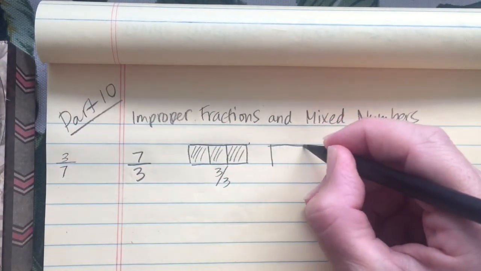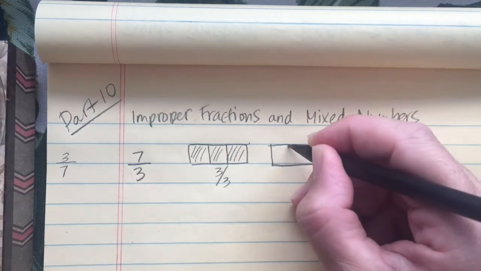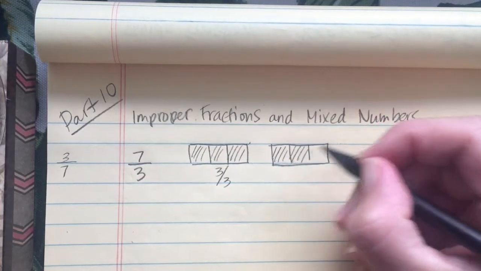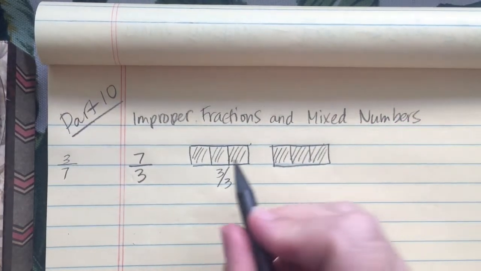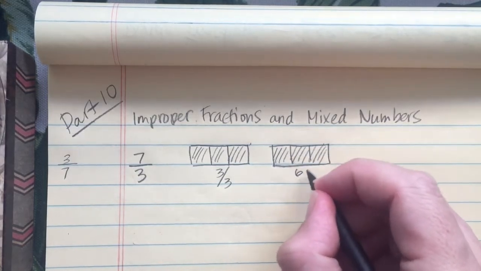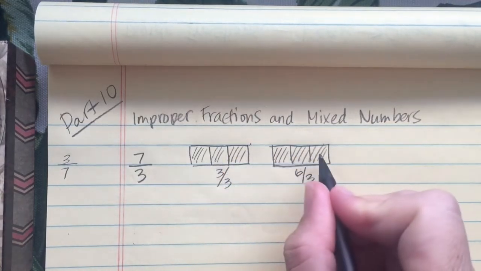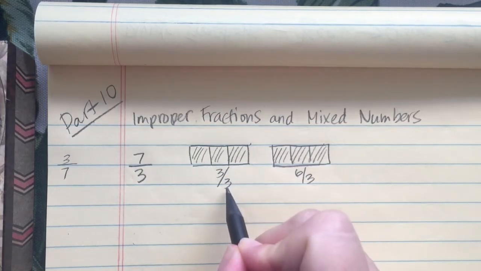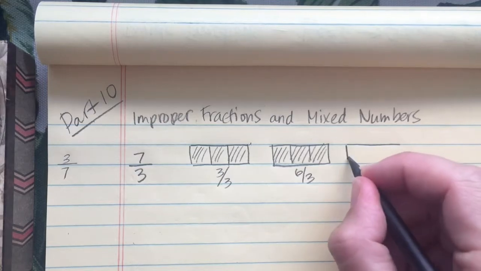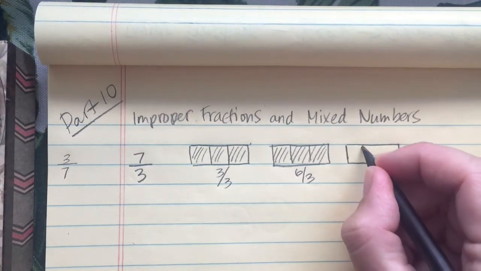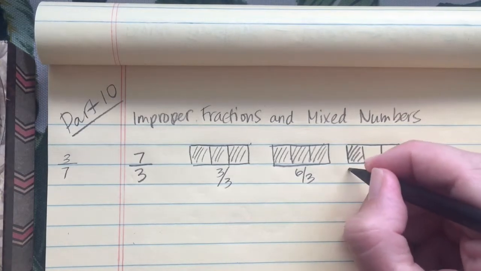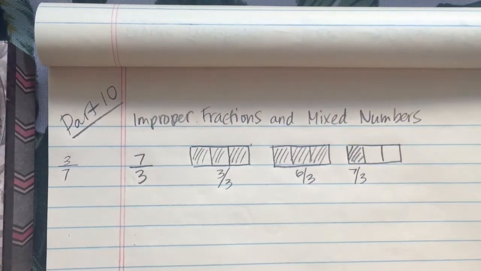If you have another candy bar, also divided into thirds, 1/3, 2/3, 3/3, then altogether I would have 1, 2, 3, 4, 5, 6 thirds. I have 6 pieces, and each whole has 3 pieces in it. So 7/3 would simply be one more chocolate bar with one more piece eaten out of it. So that would be 7/3.